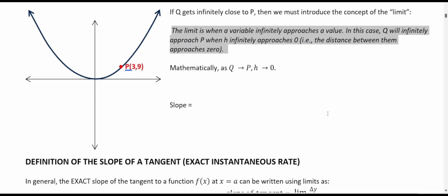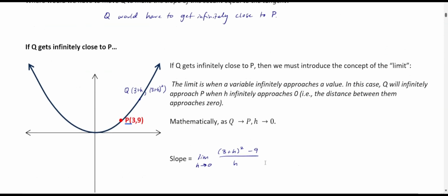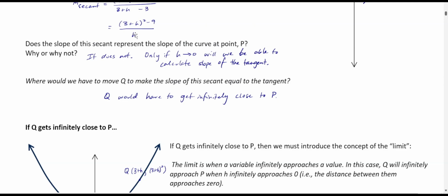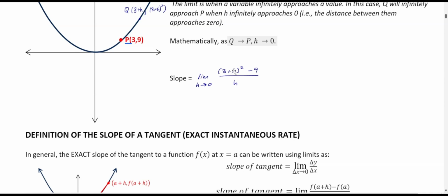So the slope of this function right here, remember, if my Q was at 3 plus h, 3 plus h all squared, then my slope is going to be the limit as h approaches 0 of 3 plus h squared minus 9 all over h. So what we can see there is that we can calculate the slope now using the idea of a limit, right? We have this secant, but now we're going to make h go towards 0.